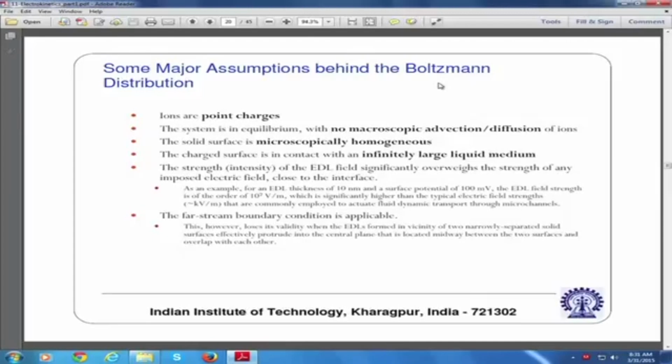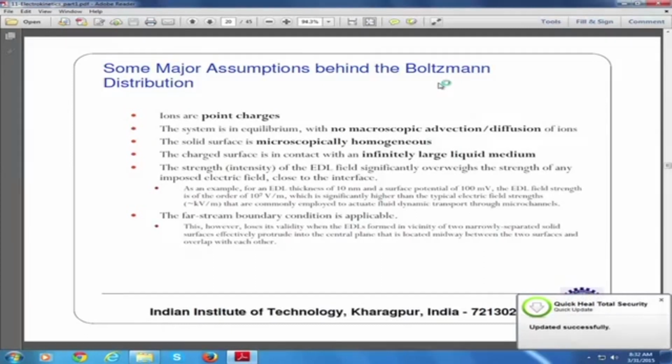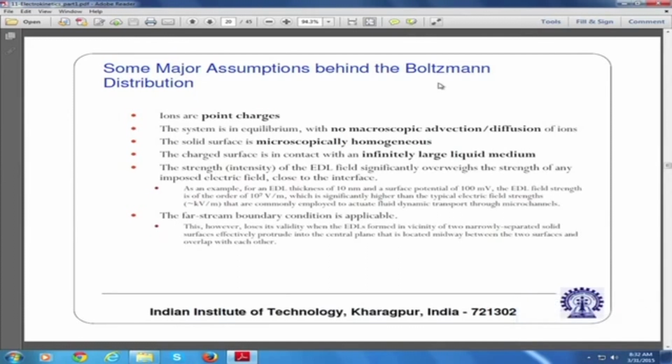Okay. So what is the typical field strength? At the surface the potential is 100 millivolt, and outside the electrical double layer it is 0, and the distance over which it occurs is 10 nanometer. So the potential gradient is 100 millivolt minus 0 divided by 10 nanometer, that much voltage per unit length. So that is of the order of 10 to the power 7 volt per meter.